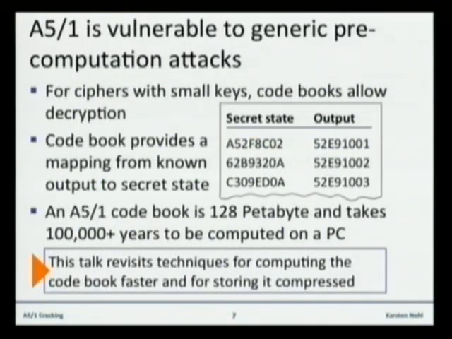Now, a little bit of cryptographic background. What technique are we using to break this cipher? We're using, as I was saying, a technique that doesn't even exploit the statistical weaknesses of the cipher, but rather a generic technique.